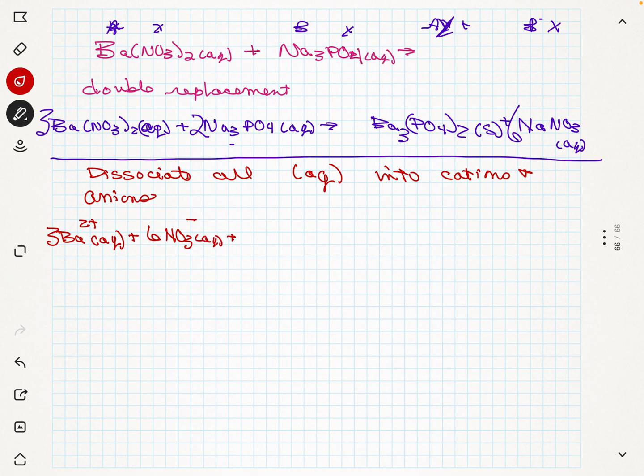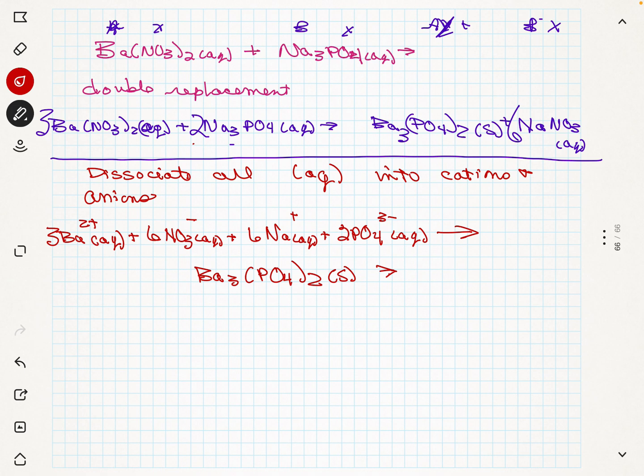Next, for our second reactant, we have 6 sodiums and we have 2 phosphates. So notice that we have 4 species represented on our reactant side. I'm going to go ahead and put my products on this side. So we do not dissociate the precipitate. Our precipitate will be our barium phosphate, and I'll talk about that more in a moment. We do not dissociate that.